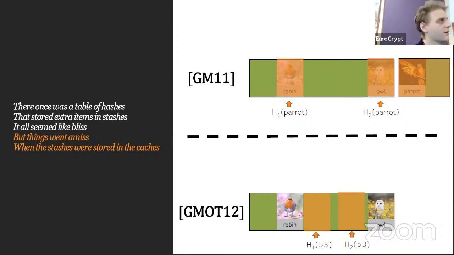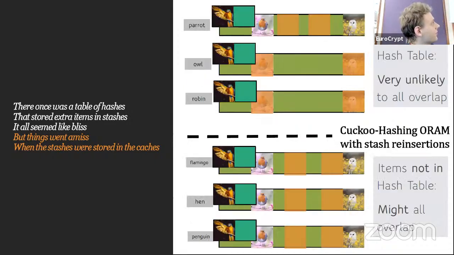So it looks like there's not going to be any problems, but if you look at the combined sequence of accesses, then you do have a problem. So let's say we look at three items which were stored in an oblivious hash table and created a collision, and then one of those was placed in the stash. So now the parrot, the owl, and the robin were stored in this oblivious hash table. The parrot was put into the stash. And so now the item that is queried for the parrot is going to be resampled. And so the probability that all three of these have the same location is going to be a lot smaller than it would normally have been.